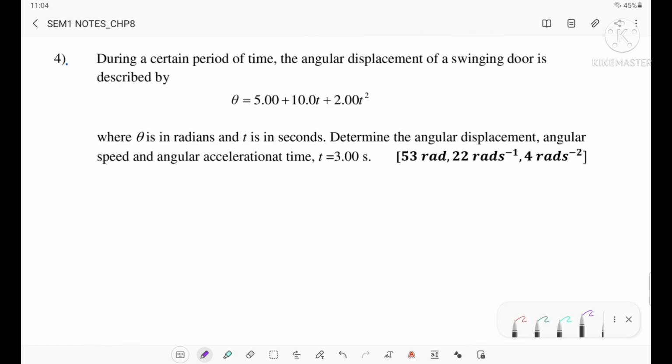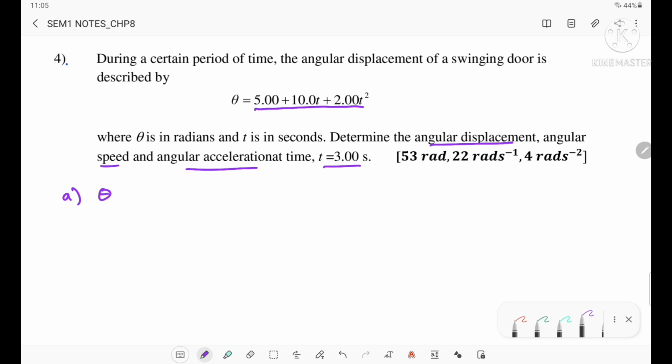Next question we have, during a certain period of time, the angular displacement of a swinging toy is described by theta is equal to 5 plus 10t plus 2t squared. You need to calculate the angular displacement, angular speed, and angular acceleration at time t is equal to 3 seconds.